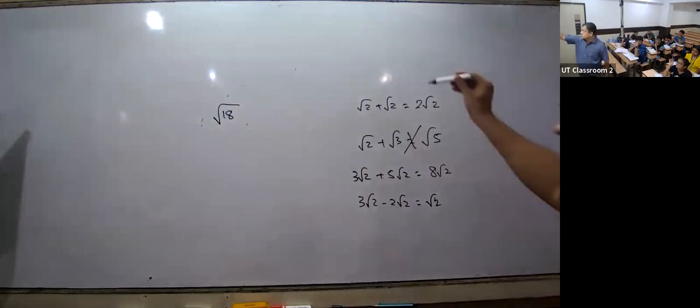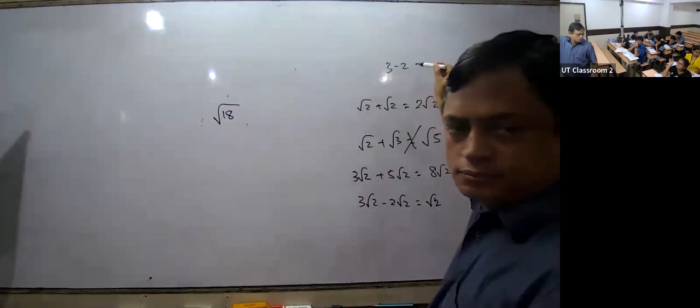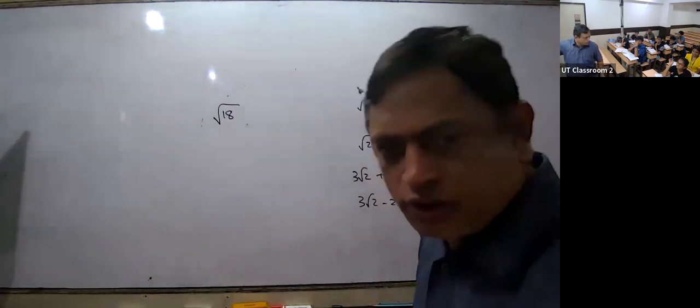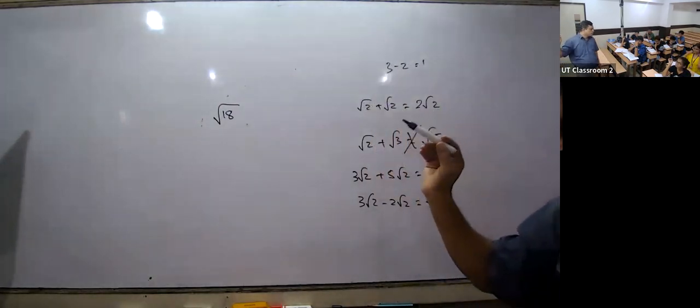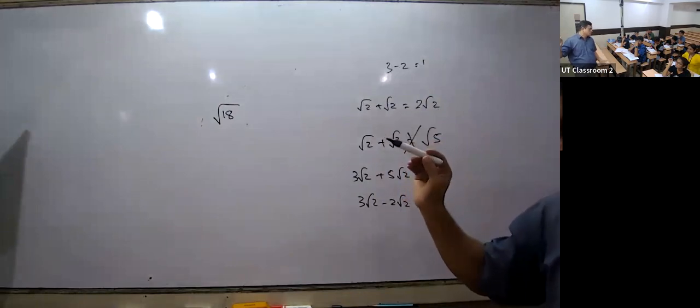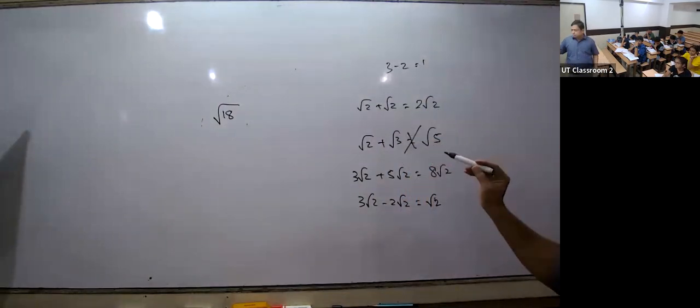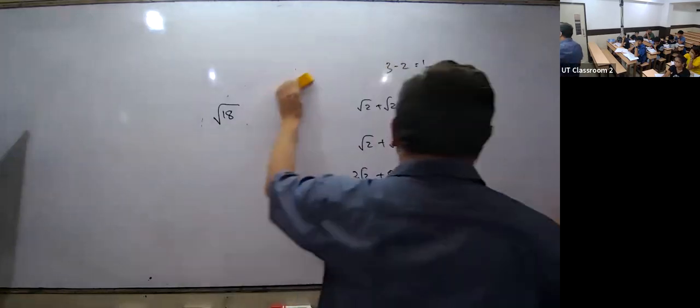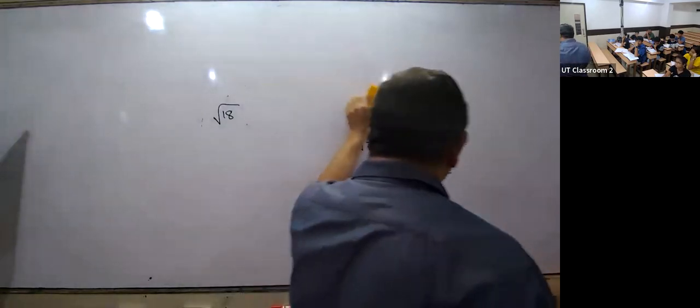Do you know what is 3 minus 2? 1. What is 3a minus 2a? 1a, that is a. Understood or not? So 3 root 2 minus 2 root 2 is root 2. Hope you got it now.